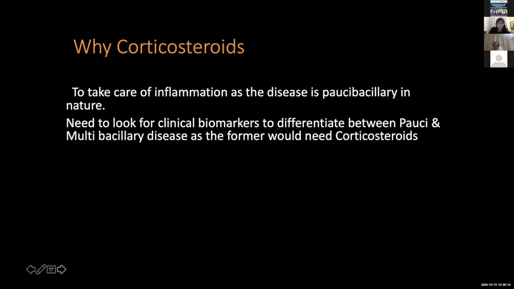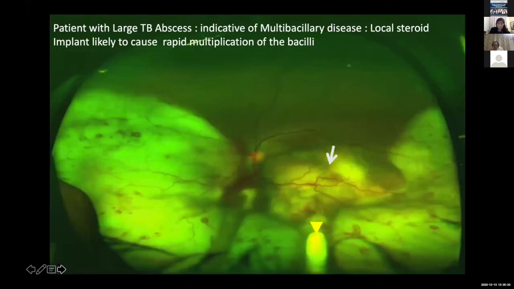You need to take care of inflammation and need to look for the clinical biomarkers, which will help you differentiate between paucibacillary and multibacillary disease. And I have already shown you that the immune-mediated phenotypes would need corticosteroids. Be careful, and I showed you that you do have abscesses sitting there. You do have large granulomas. These are the kind of TB which is multibacillary, which is not immune mediated, where the bugs are actually multiplying. So these are the kind of patients in whom you have to be very cautious in using corticosteroid.